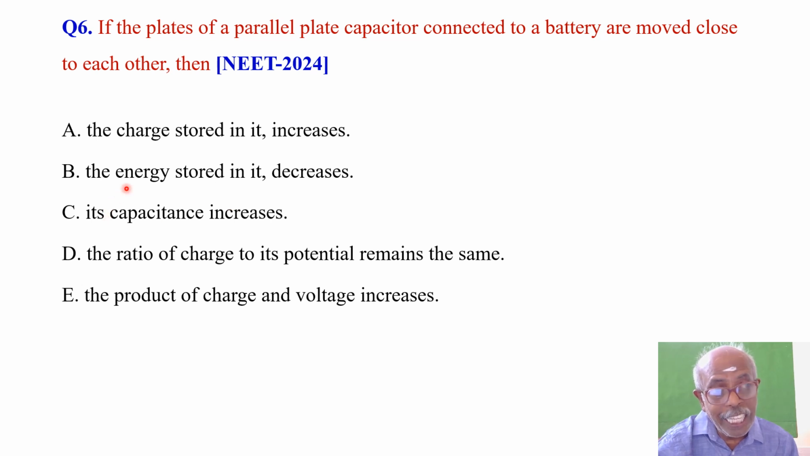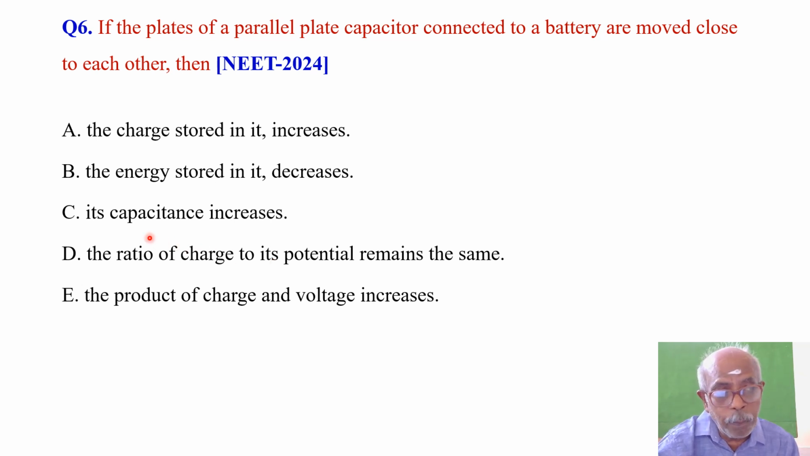B, the energy stored in it decreases. Energy is equal to half CV square, that you know very well. Its capacitance increases. C value will increase. The ratio of charge to potential remains the same. What does it mean by the ratio of charge to potential? Charge to potential, Q by V. What is Q by V? Is equal to C.